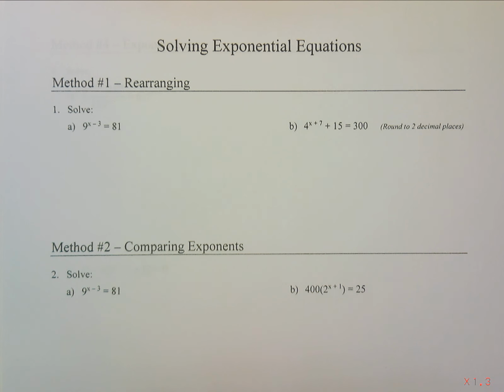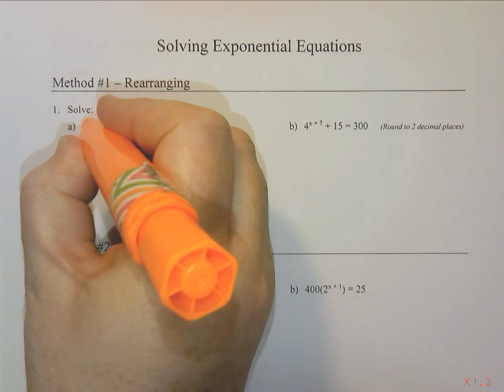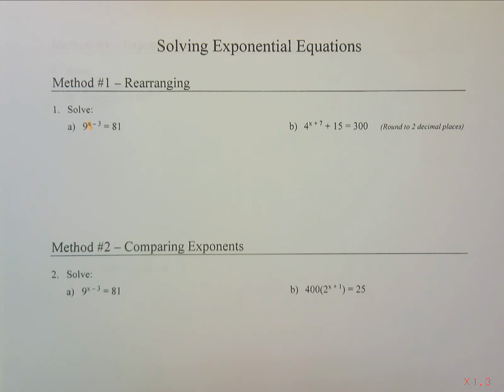Taking a look at our first question here, it says solve, and we have 9 to the power of x minus 3 equals 81. So when I look at the question, I do have one term that has a variable, that's the x, and then everything else is a number, which makes it a good candidate for rearranging.